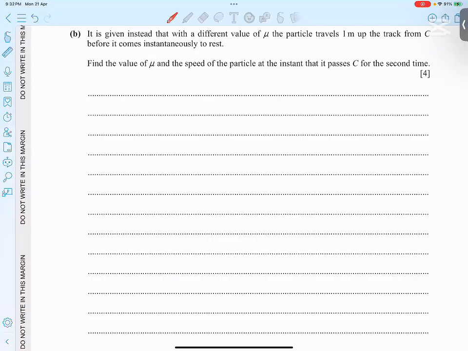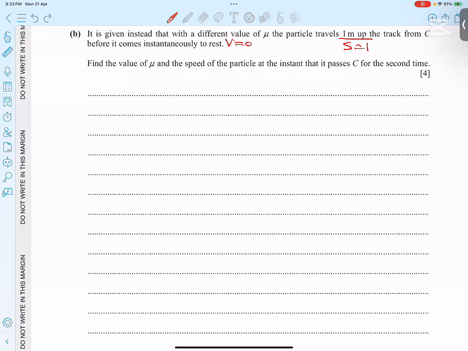Yes, students, part B. We have been given a different value of mu, which means the mu we found in the previous part no longer applies. A particle travels 1 meter up track C before it comes to rest. So now it stops at a point after traveling a 1 meter distance. We have to find mu, and then find the speed of the particle at the instant it passes through C, the second point, sorry.